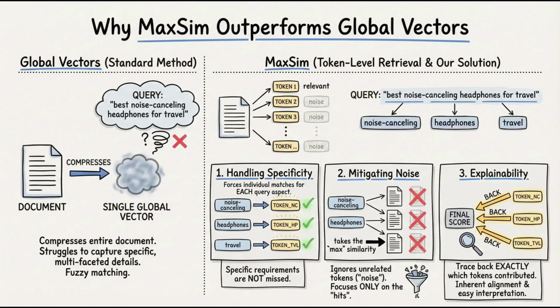Finally, there is the advantage of explainability. Because MaxSim operates at the token level, it's much easier to interpret the results. You can trace exactly which parts of a document contributed to the relevance score. This creates a clear, transparent link between what the user asked and why the system chose a particular result. By shifting from a single global summary to a token-by-token comparison, MaxSim delivers the precision that modern search demands.